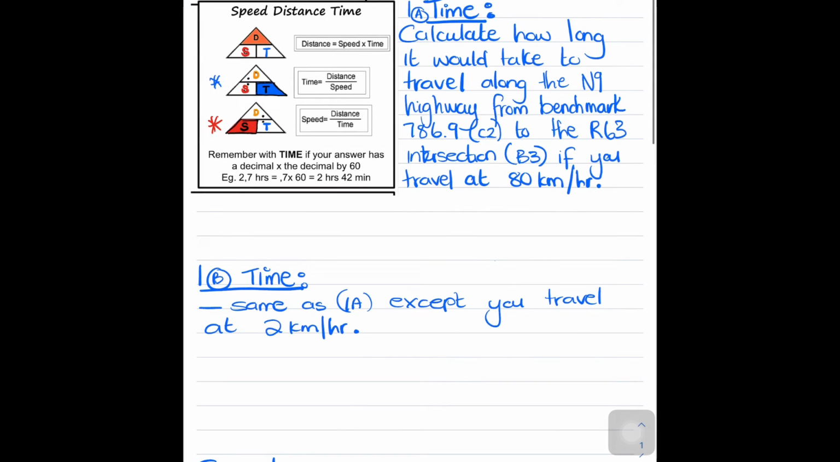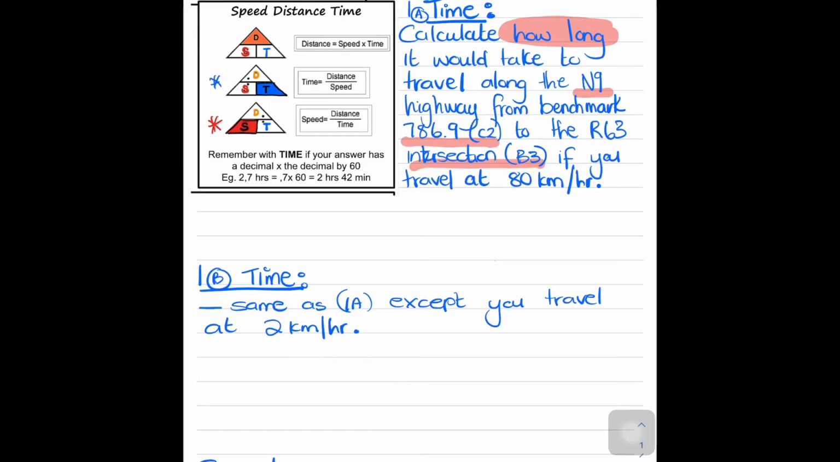The first one we're going to look at is a time example, and we're going to use the distance that we calculated originally in our distance video. The question says firstly, calculate how long. So if it's how long, we know that it's a time related question. How long would it take you to travel along the N9? Our starting point is benchmark 786.9 in C2. Our ending point is the intersection with the R63, the arterial route intersection in B3.